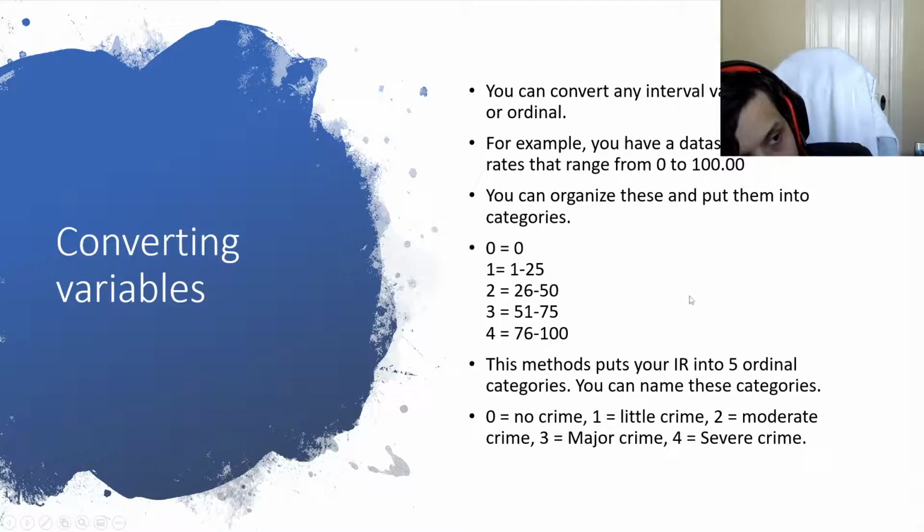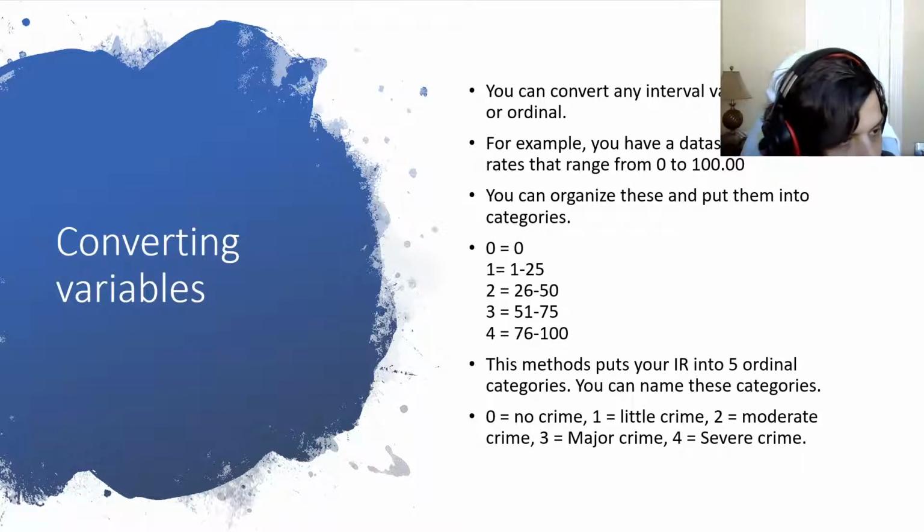You can convert any interval variable value to nominal or ordinal, and this is like an example, right? Coding is kind of what we were going over in class previously. So you can organize these: 0 is 0. A coding of 1 is 1 through 25. A coding of 2 is 26 through 50. A coding of 3 is 51 through 75. A coding of 4 is 76 through 100. This method puts your interval ratios into 5 ordinal categories. You can name these categories: 0, no crime; 1, little crime; 2, moderate crime; 3, major crime; and 4, severe crime.